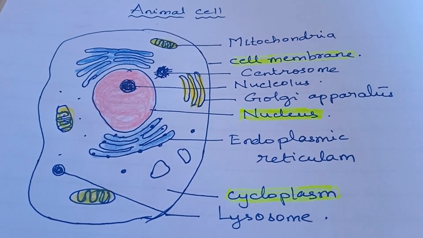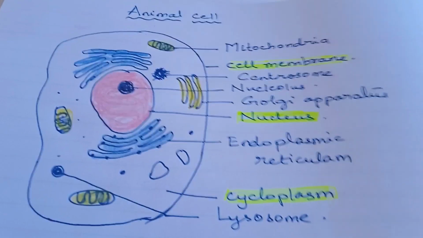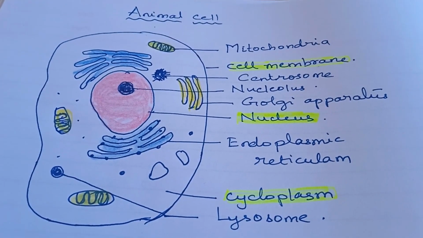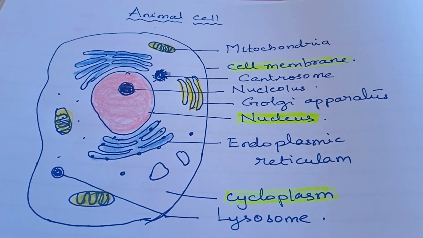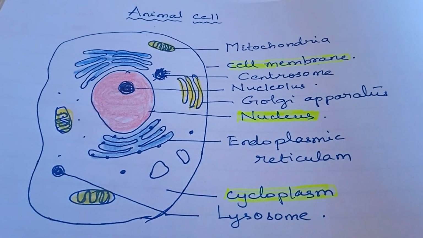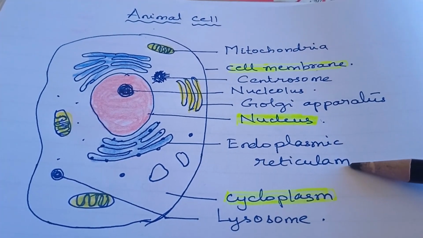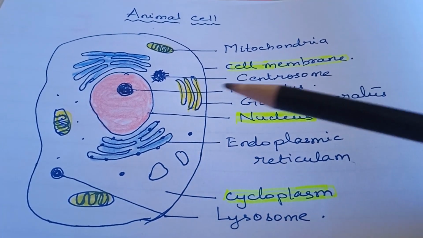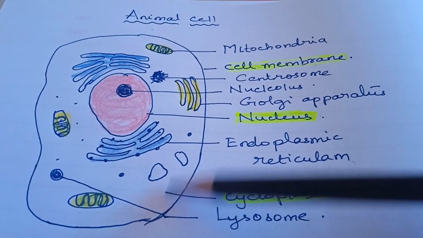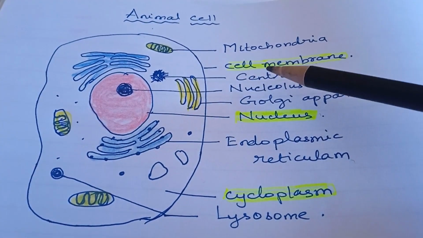Animal cell, the structural and functional unit of a living organism. If you take the parts of the animal cell, there are three main parts: the cell membrane, the nucleus, and the cytoplasm. The nucleus will be in the center, and all these things inside are the cytoplasm, and you find the outer cell membrane.